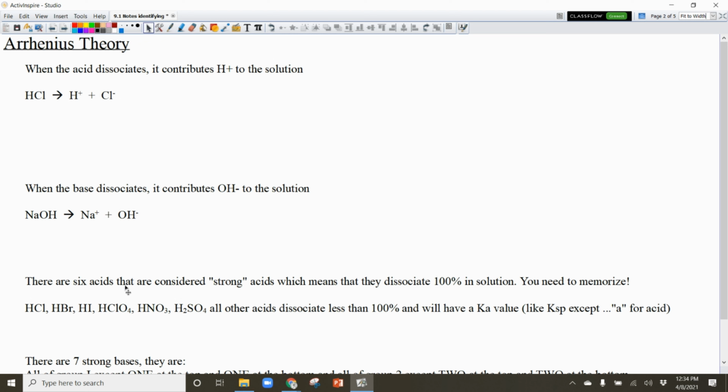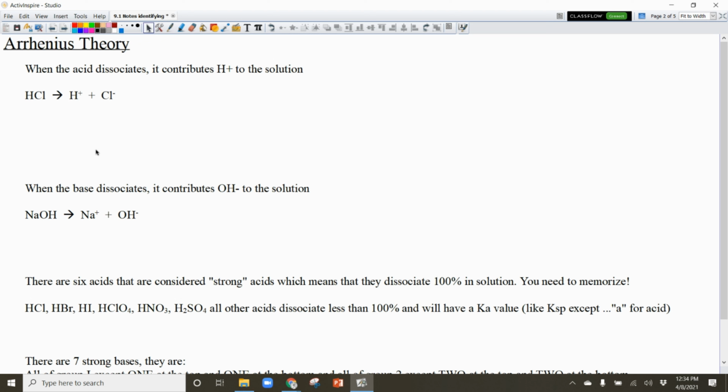Well, there are 6 acids that are considered strong acids. There's only 6. And what the word strong means here is that when it dissociates in water, 100% of these acid molecules dissociate. So every single one of them breaks down into a hydrogen and a chloride. You need to memorize these 6 acids that are strong, and every other acid out there is going to be not strong, which means it's going to be less than 100%.